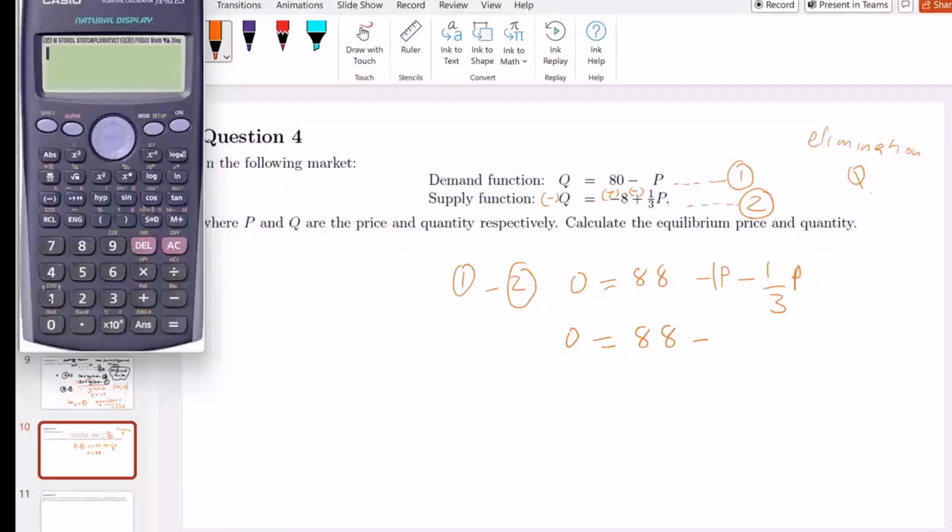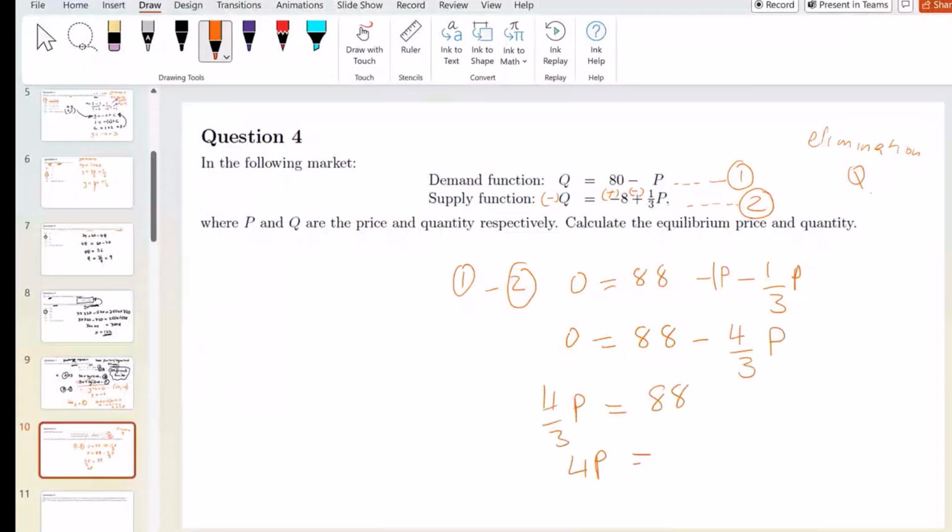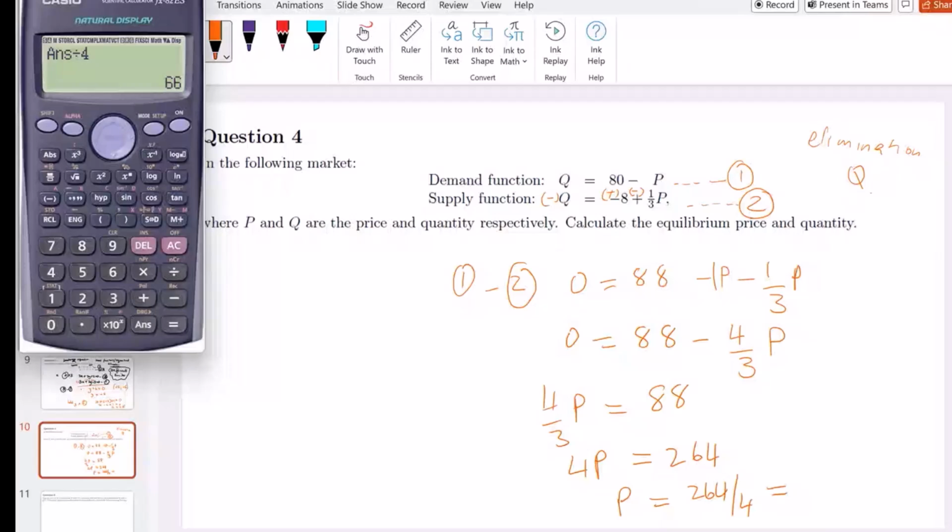Okay. So 4P is equal to 88 multiplied by 3. 88 multiplied by 3 is 264. So my P is going to be equal to 264 divided by 4, which is 66. So this is going to be 66.